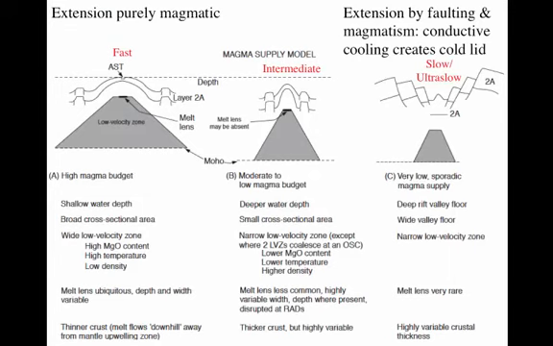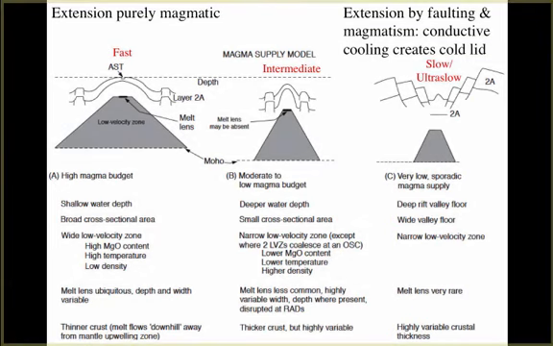We can look at what's driving the extension, and in a fast ridge system, we see zones of low velocity that correspond to magma, and those also correspond to shallow water depths, a broad ridge, so a wide ridge area, this low velocity zone, melt lenses that are ubiquitous, and thinner crust above those magmatic systems.